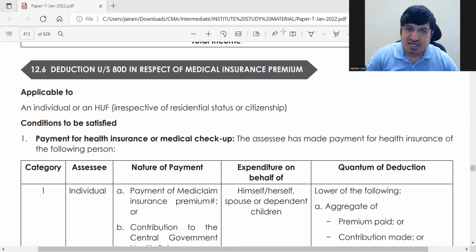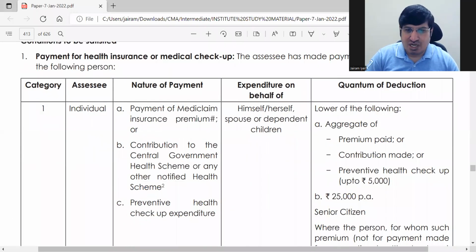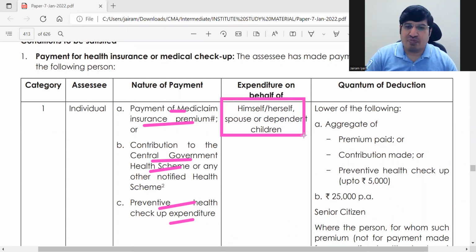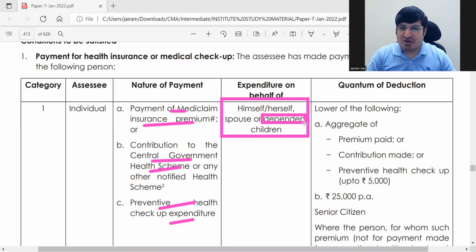there are 4 things. ठीक है, so now first 2 points are regarding individual. ठीक है, तो इसमें we saw यहाँ पे कि मेडिक्लेम इंश्योरेंस प्रीमियम. ठीक है, मेडिक्लेम कंट्रीब्यूशन टू CGHS और अदर नोटिफाइड स्कीम एंड प्रिवेंटिव हेल्थ चेकअप. ठीक है, और किसके लिए? This is nuclear family. Okay, nuclear family means himself versus spouse and dependent children. ठीक है, nuclear family याद रखना है यहाँ पे, dependent, it is for dependent children only. This is one thing you have to remember.